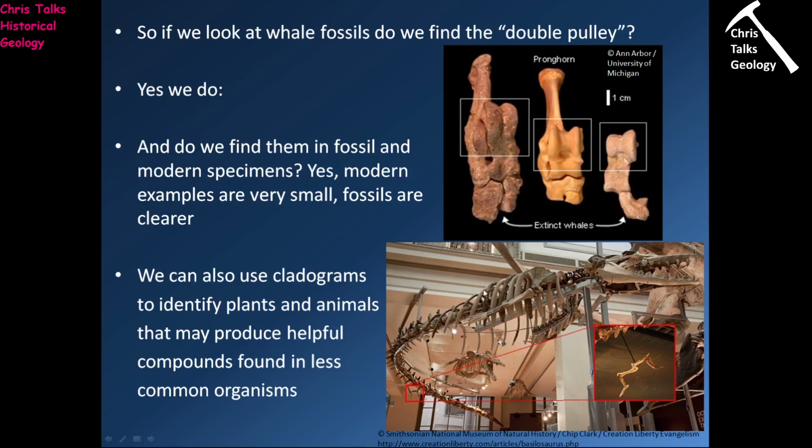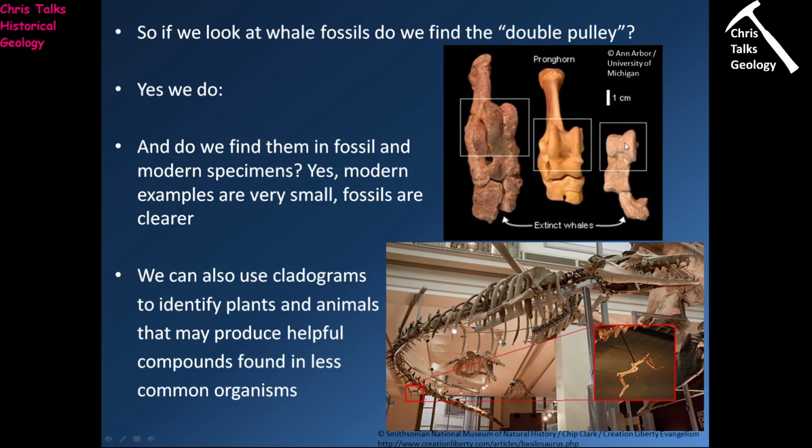So if we look at modern whale fossils, do we see the double pulley ankle? Well, the answer is yes, we do. Okay, so here we have ourselves 2 extinct whales, and here we have a bone for a pronghorn. So we can see once again, here's the double pulley ankle. We've got the 2 mounting points at the top and the 2 mounting points at the bottom there. Same thing over here for the extinct whale, 1, 2 for the top, 1, 2 for the bottom, and over here, 1, 2 for the top, 1, 2 for the bottom.